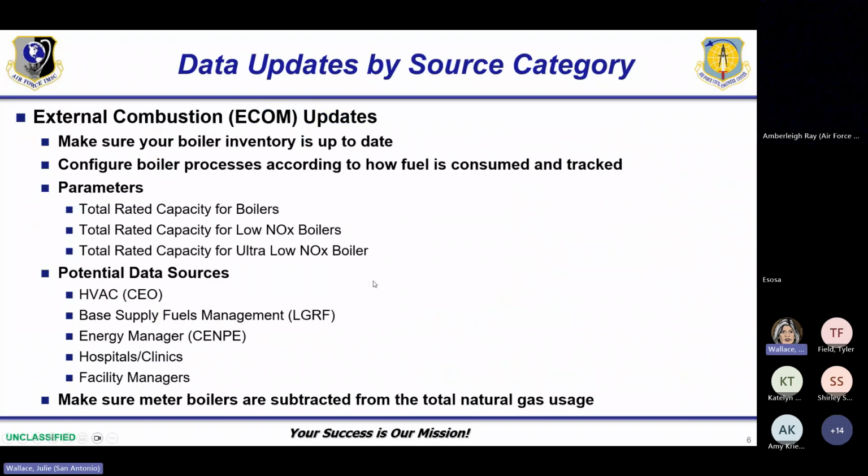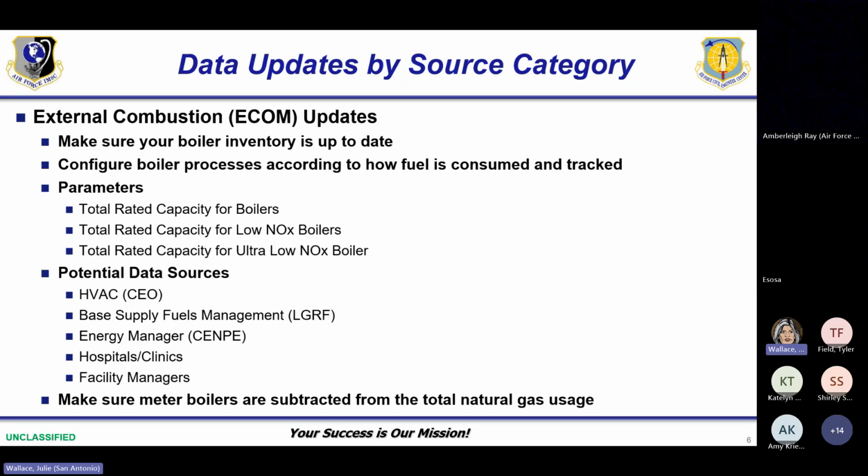All right, now we're going to dive into some source category specific issues, and I'm just going to hit the major source categories. We're going to start out with external combustion, because it contributes probably the highest emissions of any single source category. So the first and most difficult thing is, is your boiler inventory up to date? And the next thing is, have you configured your boiler processes according to how fuel is consumed and tracked?